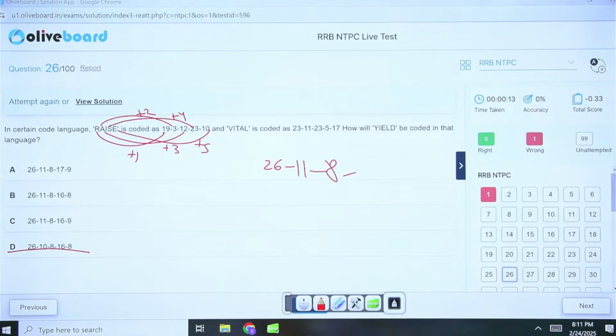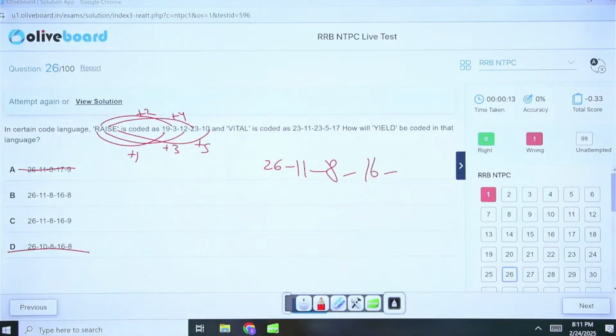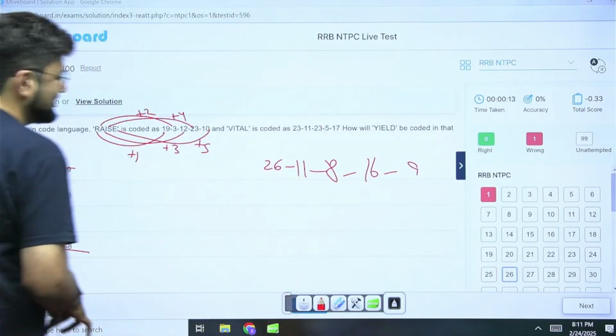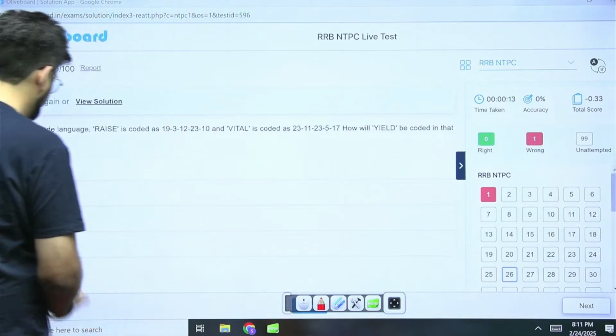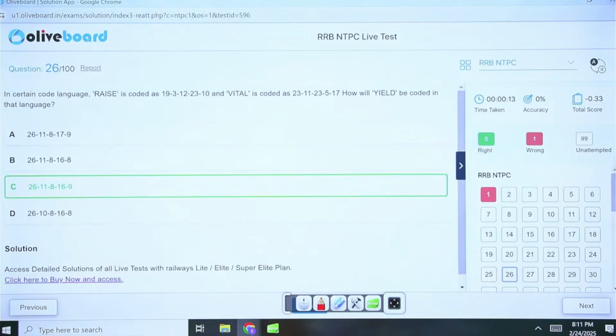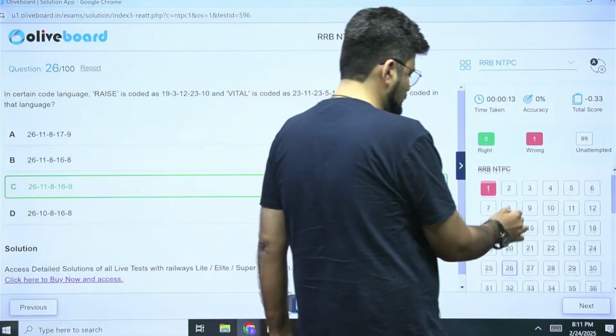Next, fourth one. You add 4 to L. So 12 plus 4 is 16. So eliminate A. Next one is D. 4 plus 5 is 9. So 9 will be your answer in the end. So 16 and 9, option C becomes my correct answer. I eliminate B as well. Clear? Next, after 26, straight away the 35th question was from reasoning.